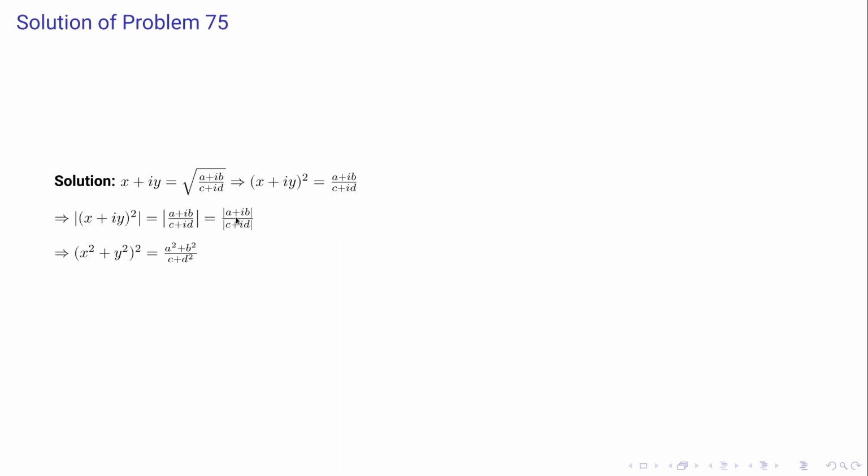Now this is equal to mod of a plus ib by mod of c plus id. You square both sides, you get x square plus y square whole square is equal to a square plus b square by c square plus d square. Square is missing over here for c.